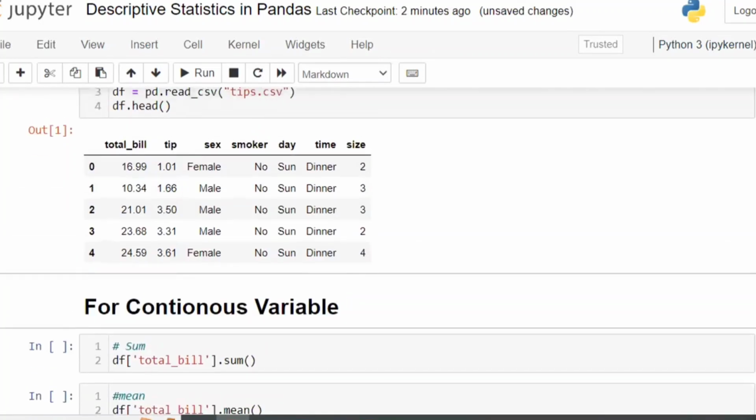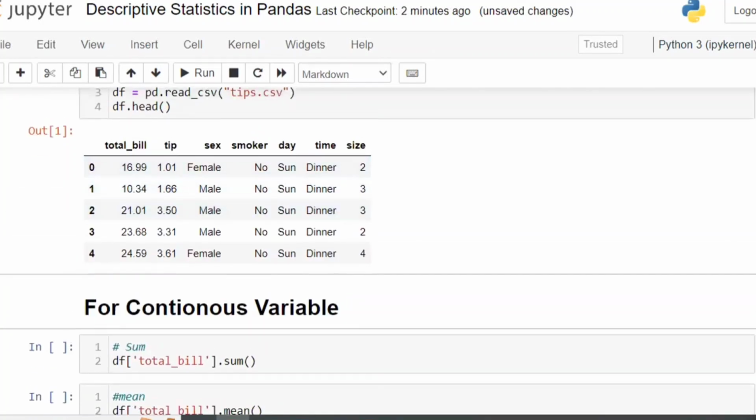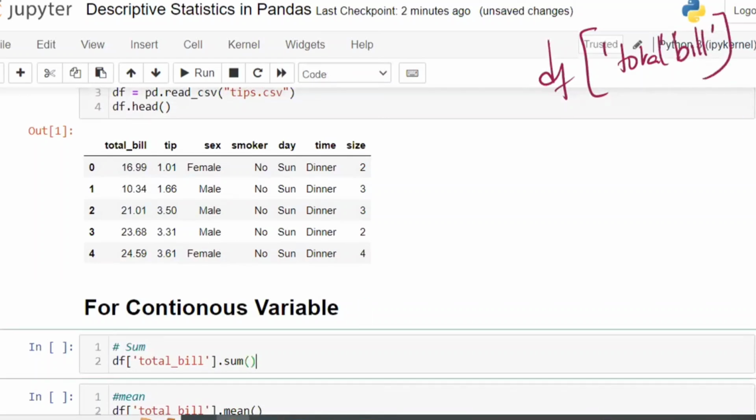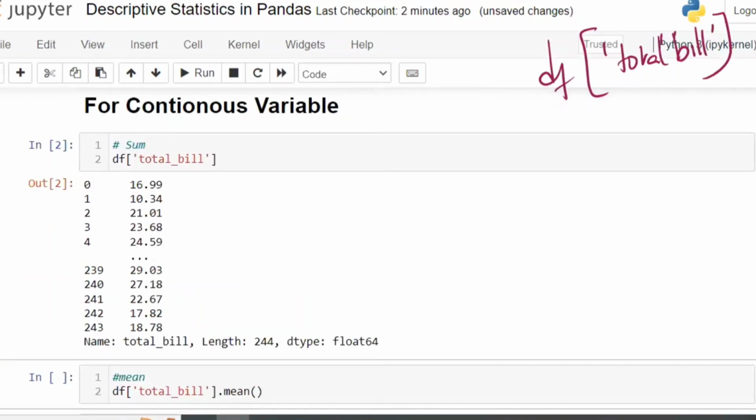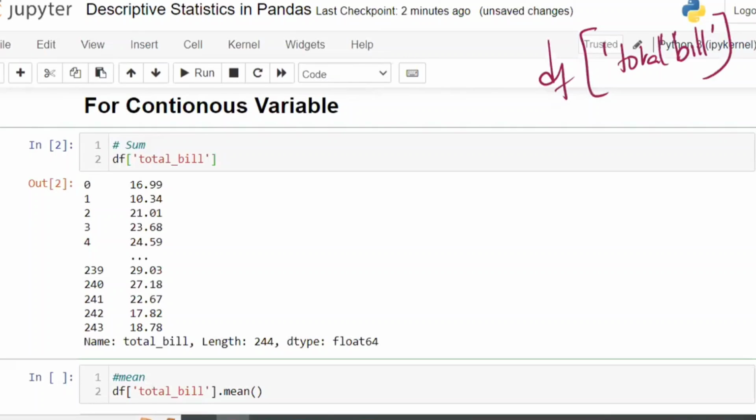Now for a continuous variable, how do we extract a single column using pandas? df of that particular column, total_bill. If I take this one, I will get the single column. How to access a single column is like this, and you are getting the single column values. Now what are you going to do? Dot sum. You are just applying dot sum over that.